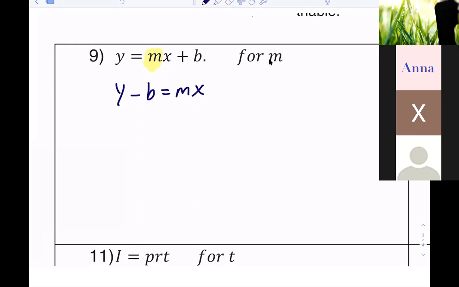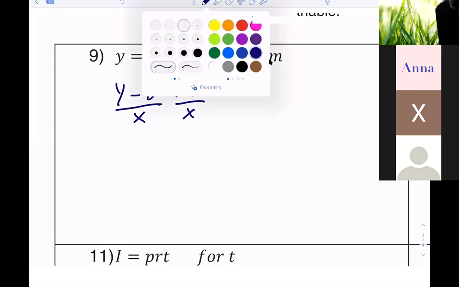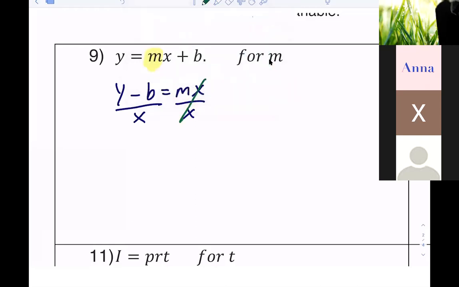Xavier. All right, now, Xavier, final step. What do I have to do? Divide by X. That is beautiful. The reason why I'm going to divide by X is because, again, now we know that the X's will cancel and M has been isolated. So M is equal to Y minus B over X.